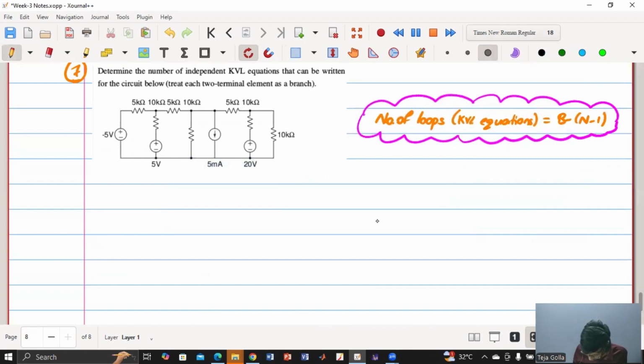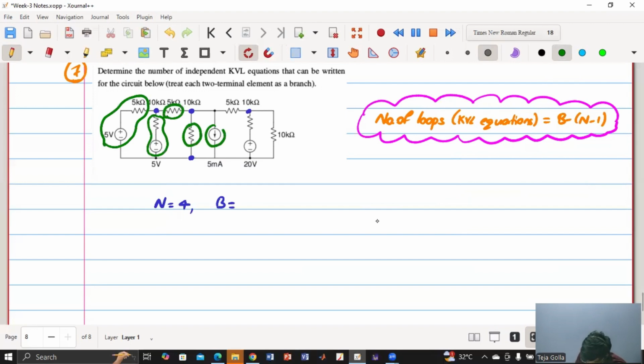Okay, so now how many nodes do we have? 1, 2, 3, 4, right? So n equals 4. Agree? Now we have to find the number of branches. A branch is between two nodes. So this is one branch, this is another branch, another, another, another, another, another, another, right?